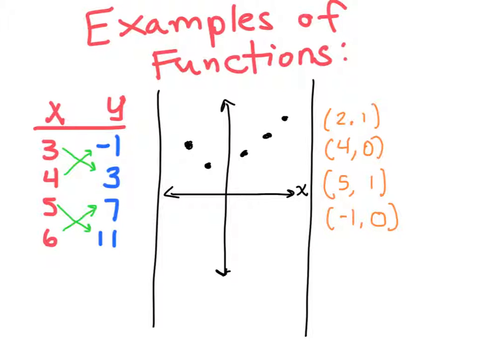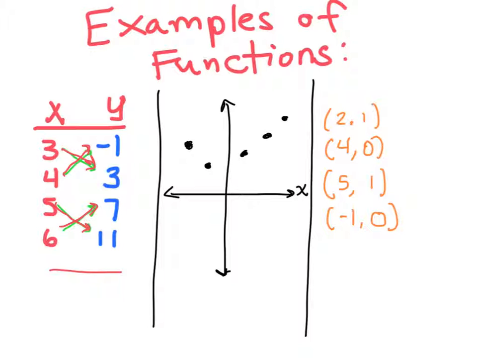So here are some examples of actual functions, relations that qualify as functions. This first one over here on the left, you can see, is a function because I've got 3 matched with positive 3. I've got 4 matched with negative 1. The number 5 is matched with 11. And the number 6 is paired up with 7. So each of these 4 numbers has only one output that it's connected to.